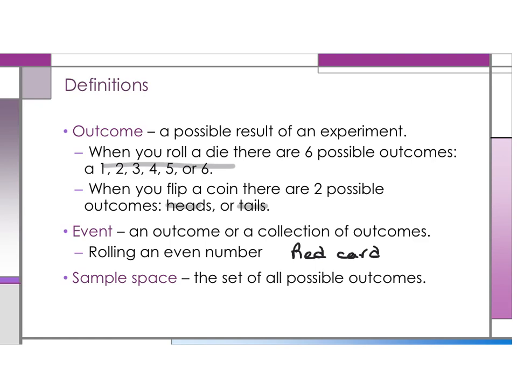The next definition is sample space, which is the set of all possible outcomes. So again, our sample space for a coin could be head and tail. For the die, it could be the numbers 1, 2, 3, 4, 5, and 6. That's a normal die. Sometimes you'll have a number cube problem, and it may say it's a 10-sided number cube. But generally, whenever they say die or number cube, they're talking about the numbers 1 through 6.